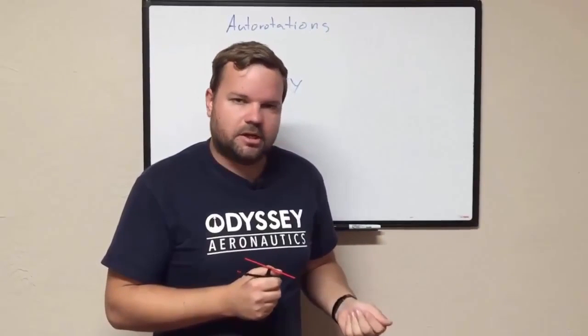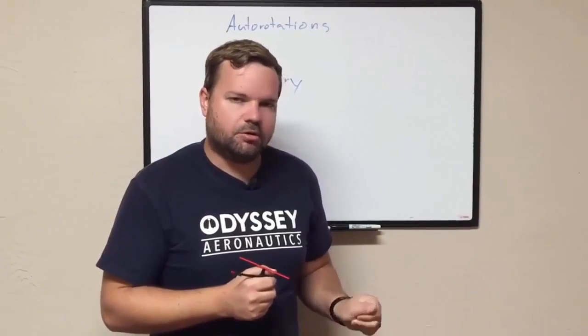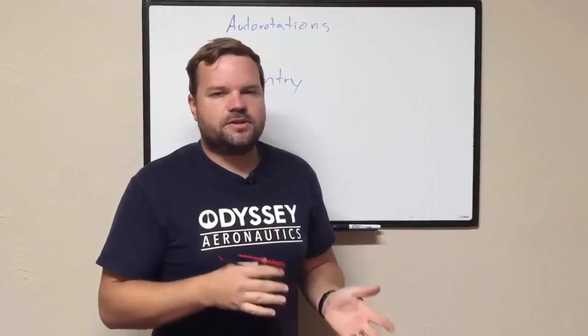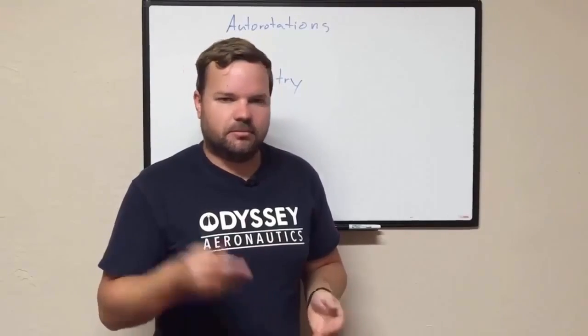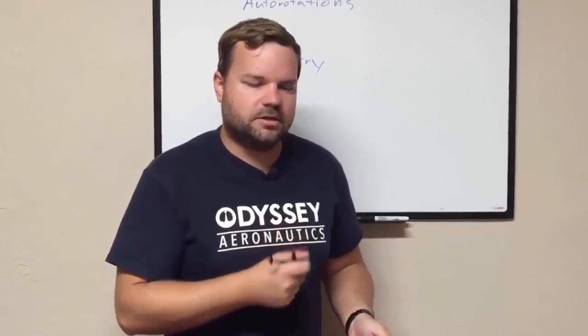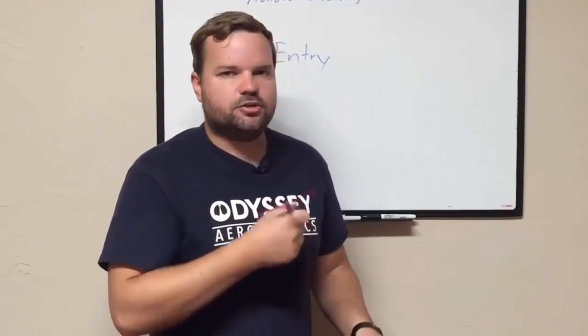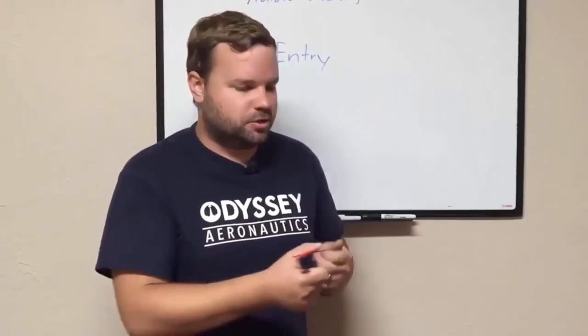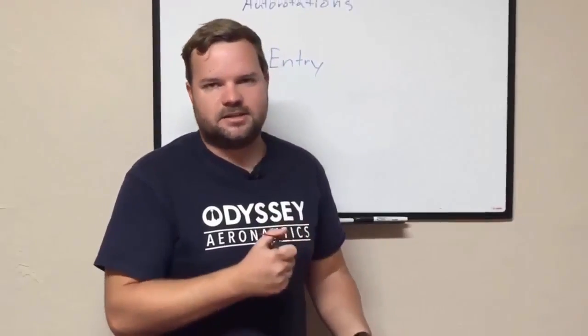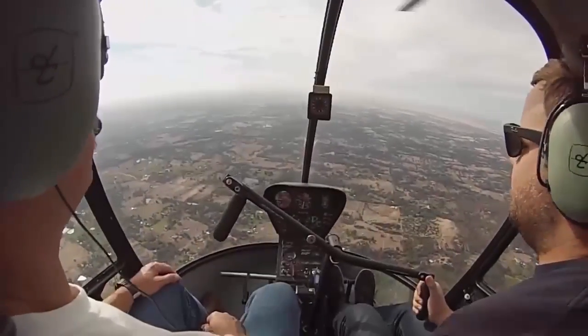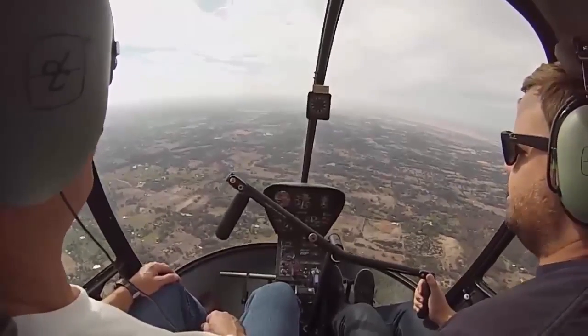Just stop lowering collective, and at that point you can gently roll the throttle off, and that is the smoothest, easiest way of going from powered flight into an autorotation. You're doing all the same stuff, it's just that you're doing it much slower so that you can learn it and it makes sense. Now we're going to start our slow autorotation entry.